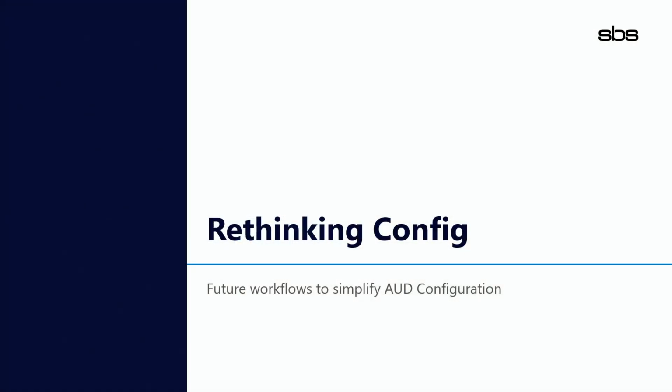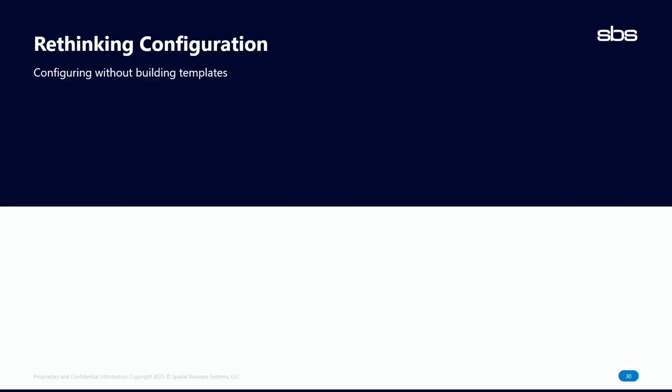In this section, I'm going to talk about some of our strategy around reworking the configuration process. This is really about looking at the workflow for setting up AUD. A lot of you have already gone through the initial process of collecting all of your major information that goes into AUD configuration. Others of you may be at a point where you're maintaining your configuration. You've already got everything set up, it's in production, but you need to make ongoing changes to it.